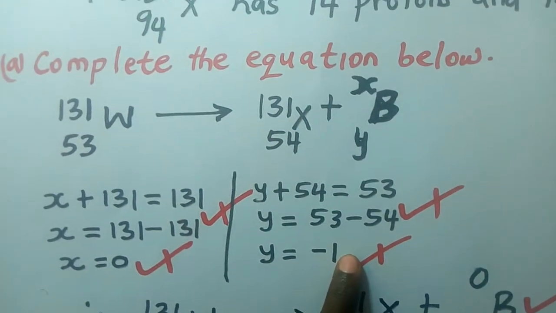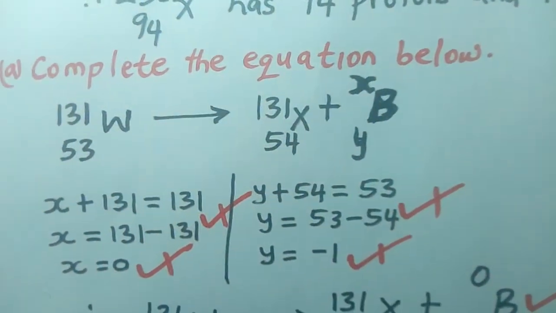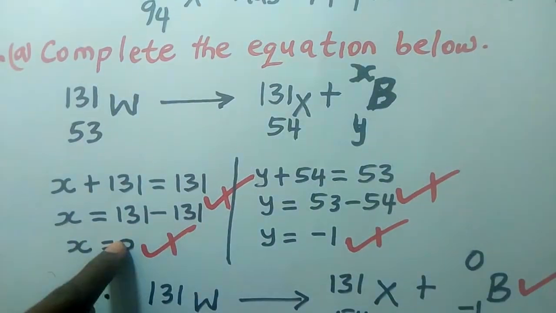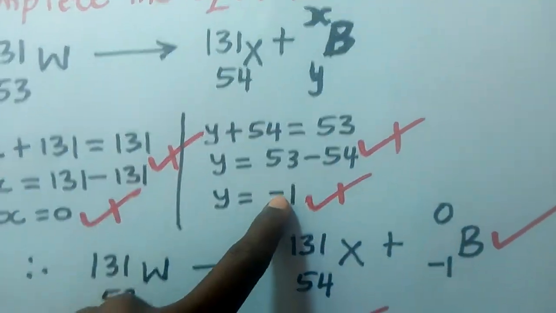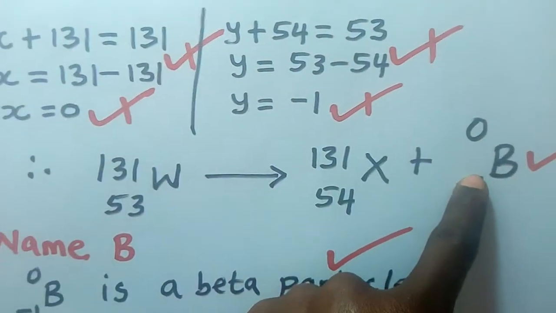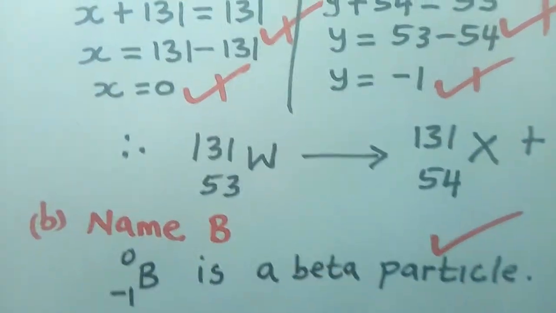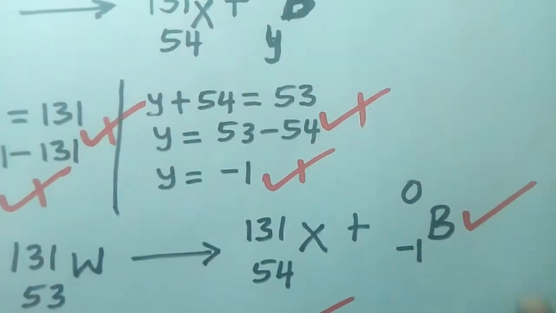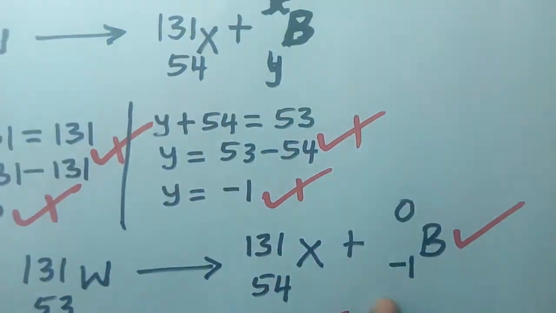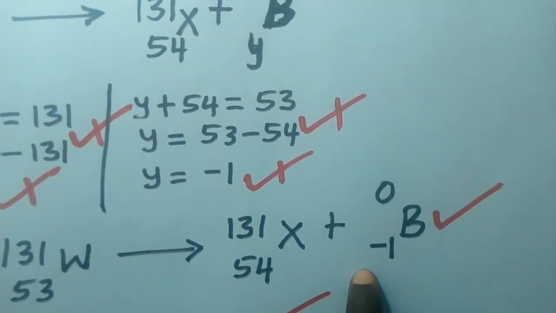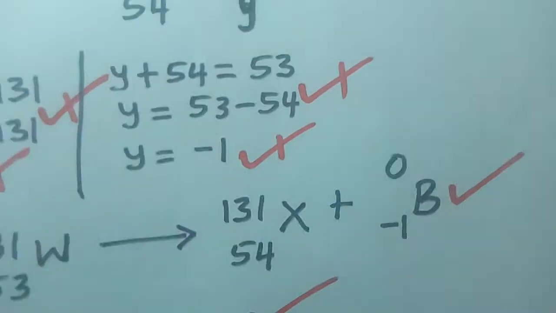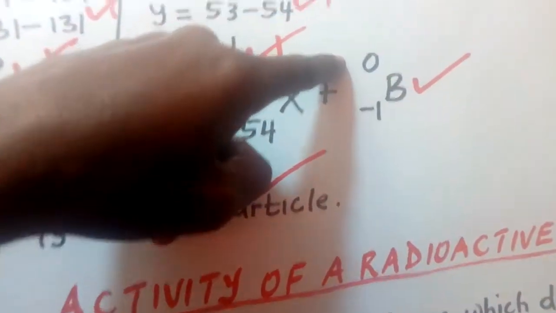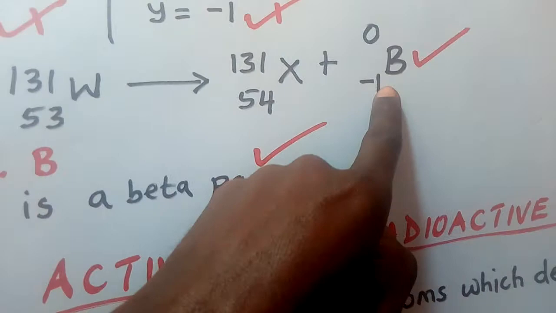So after knowing the values of X and Y, we can now write the equation. You write it exactly how it was, but you replace X with 0 because our X is 0 and Y is negative 1. So our equation is going to look like this. Then in part B, the examiner wants you to name B. What is this element here? What is this? Is it a ray? And what is it? So what is that? What is that thing which has mass number 0 but atomic number is negative 1?